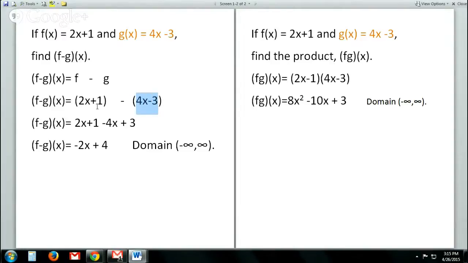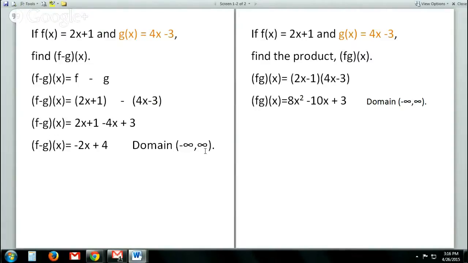So as I remove the parentheses, let's bring down the 2x plus 1. The opposite of 4x is minus 4x. The opposite of negative 3 made positive 3. Now we can put the things together. So 2x minus 4x made negative 2x, and 1 plus 3 made 4. If I asked you the domain of this one, is there a square root? Is there a fraction? There's not. So the domain is from negative infinity to positive infinity.